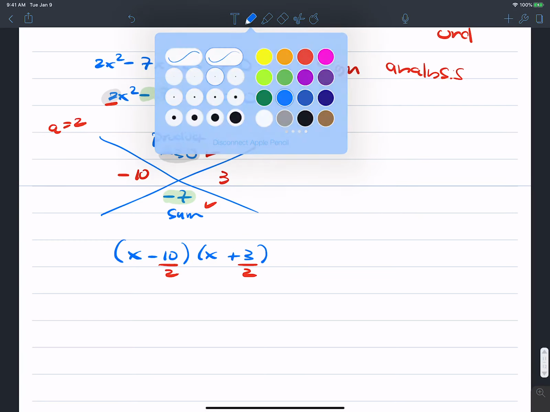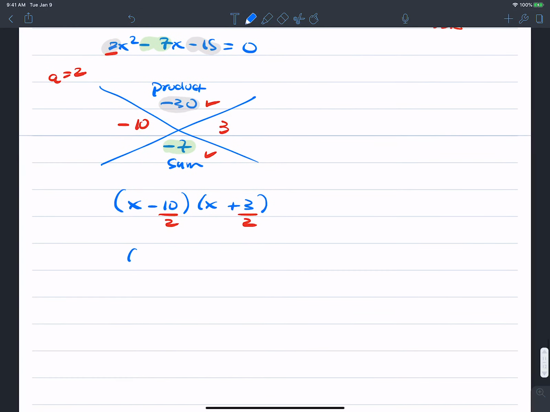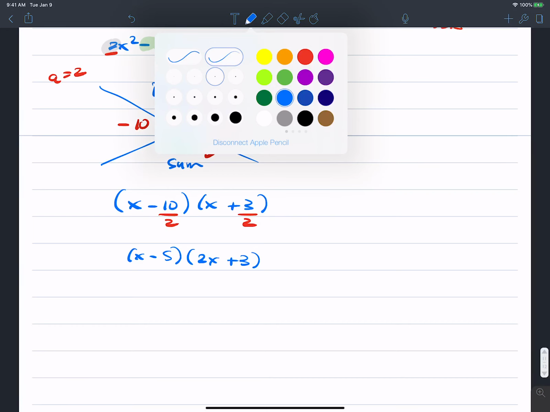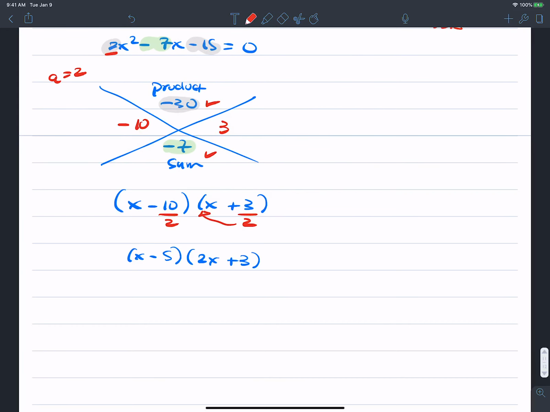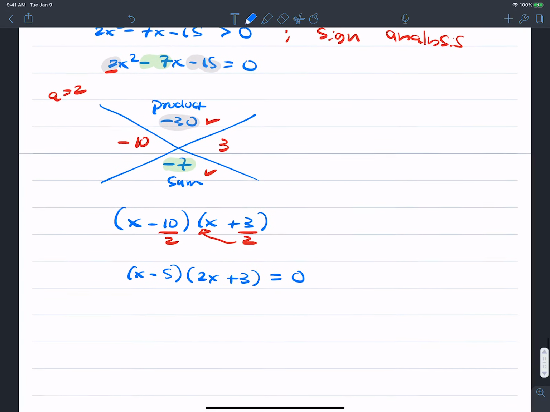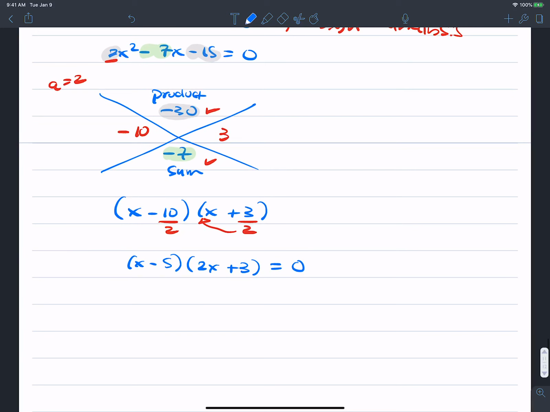So 10 divided by 2 is going to be 5. So we have x minus 5. And then we get 2x plus 3 here. This 2 here, since you don't get a whole number again, we move it up. And again, you should double check to make sure that when you multiply, you do get the quadratic. Looks like we do.